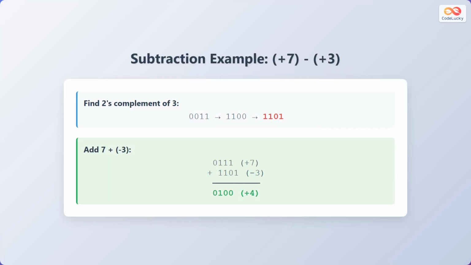Let's walk through a subtraction example. We're subtracting positive 3 from positive 7. First, we need to find the 2's complement of positive 3. Positive 3 in binary is 0011. To find its 2's complement, we first invert the bits to get 1100. Then we add 1 to get 1101. Next, we add positive 7, which is 0111, to the 2's complement of positive 3, which is 1101. Adding these two numbers together, we get 0100, which represents positive 4.